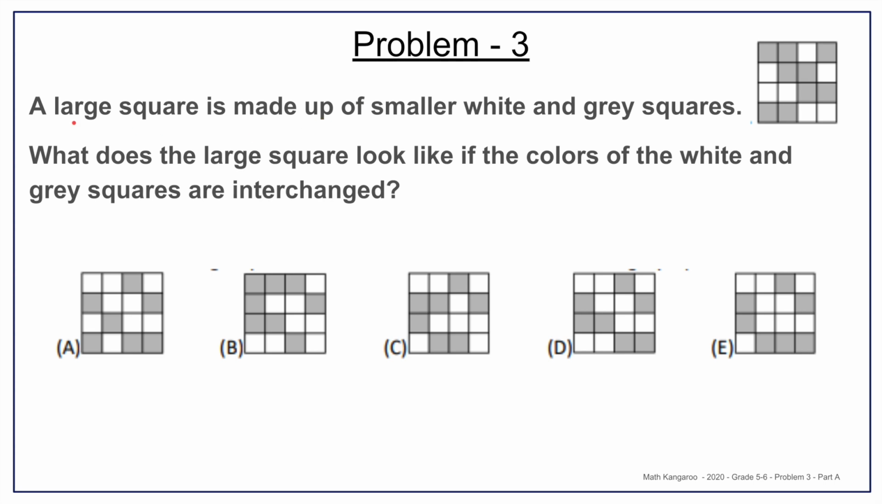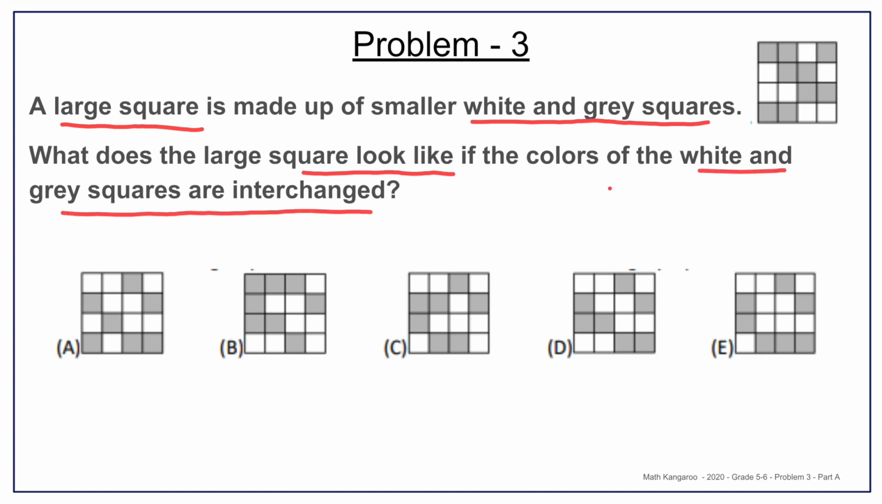Problem 3. A large square is made up of smaller white and gray squares. What does the large square look like if the colors of the white and gray squares are interchanged? So the trick in solving this problem is that we will divide the square into smaller sections and compare each one individually with the options, and eliminate any section that does not meet the criteria. So let us solve this problem now. Looking at this, it should be white, white, gray, and white. Let us see which one matches this pattern.